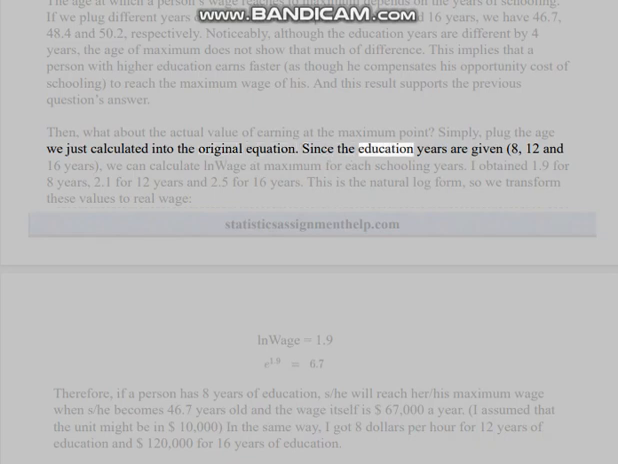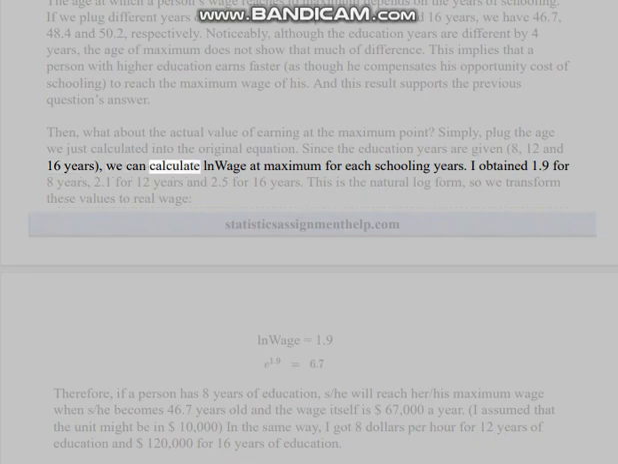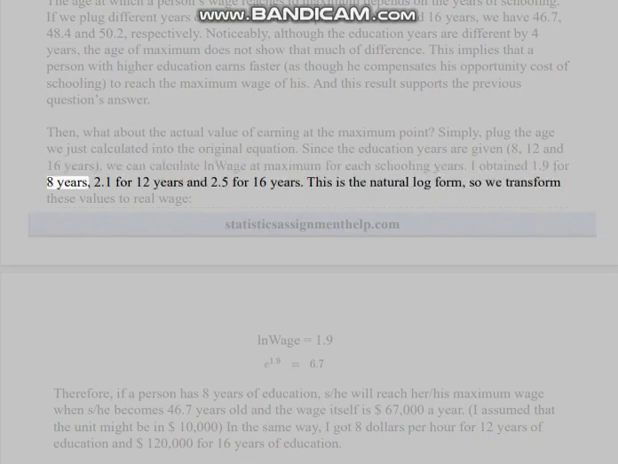Since the education years are given, 8, 12, and 16 years, we can calculate ln wage at maximum for each schooling year. I obtained 1.9 for 8 years, 2.1 for 12 years and 2.5 for 16 years. This is the natural log form, so we transform these values to real wage.